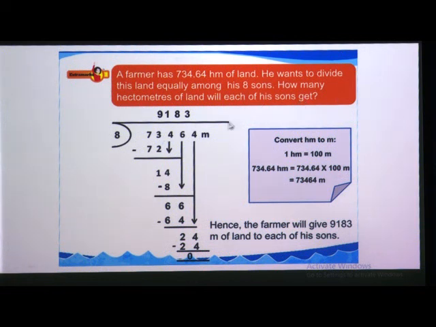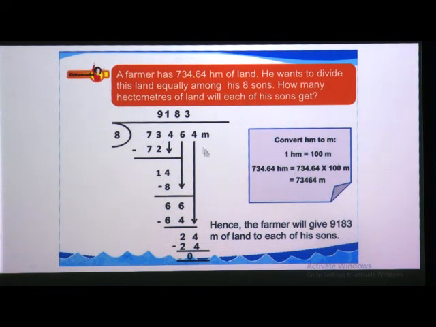After division, whatever quotient we get is the number of hectometers of land each son will get. Here how many sons does the farmer have? The farmer has 8 sons, so we have to divide by 8. Now, convert hectometer to meter first. You know we already learned some units: 1 hectometer is equal to 100 meter.